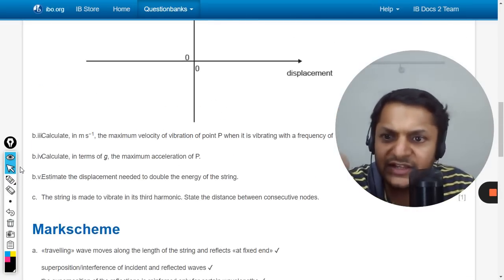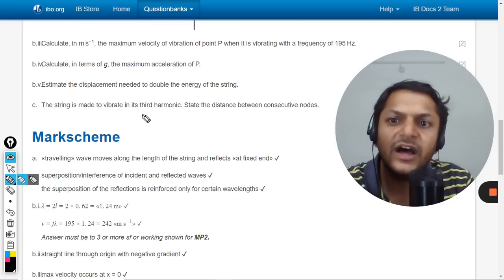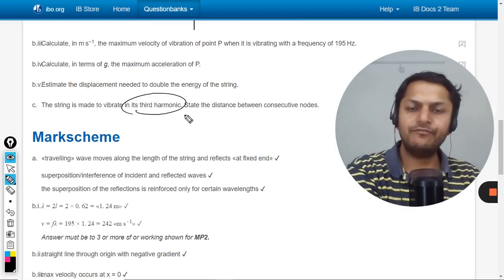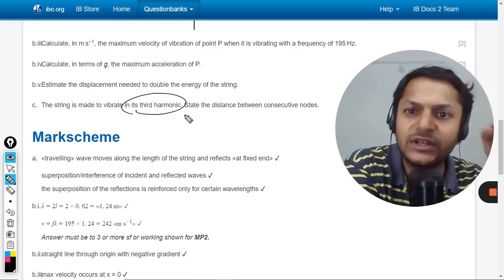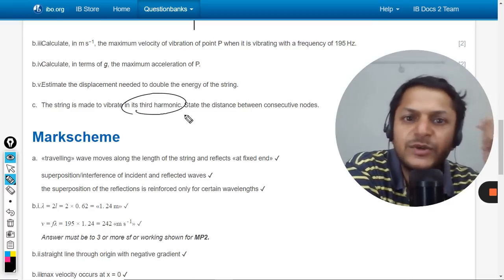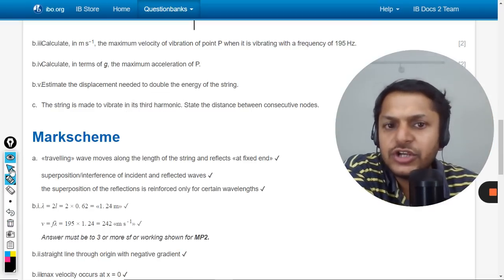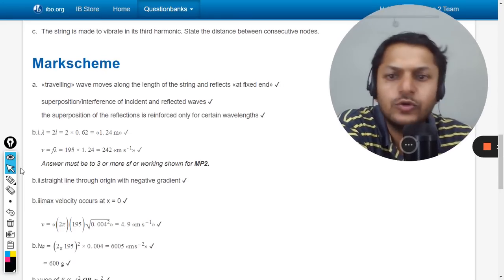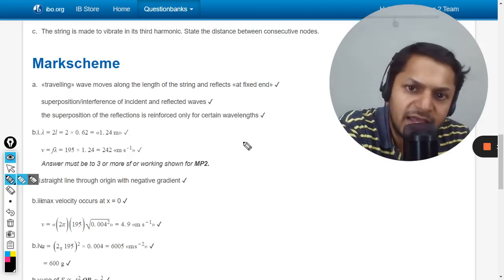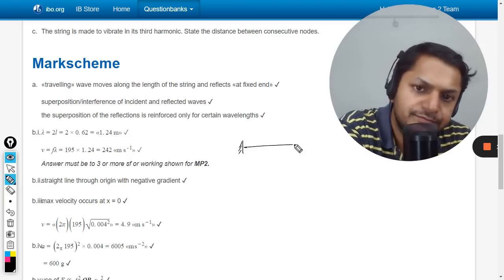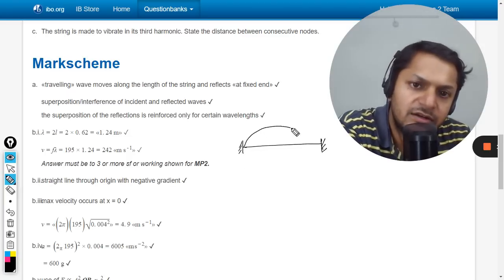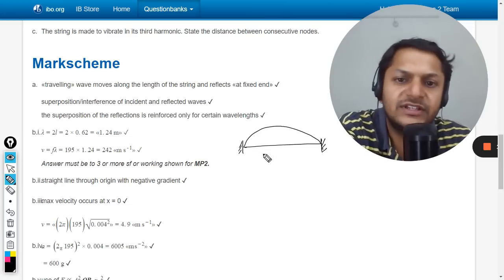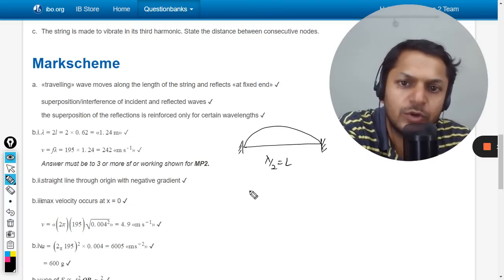C: the string is made to vibrate in third harmonic. Earlier it was first harmonic, now it is third harmonic. State the distance between the consecutive nodes. Okay, so how are we going to do this question? Let me show you. In the first harmonic, it moves like this. So we just say that lambda by 2 is equal to L.